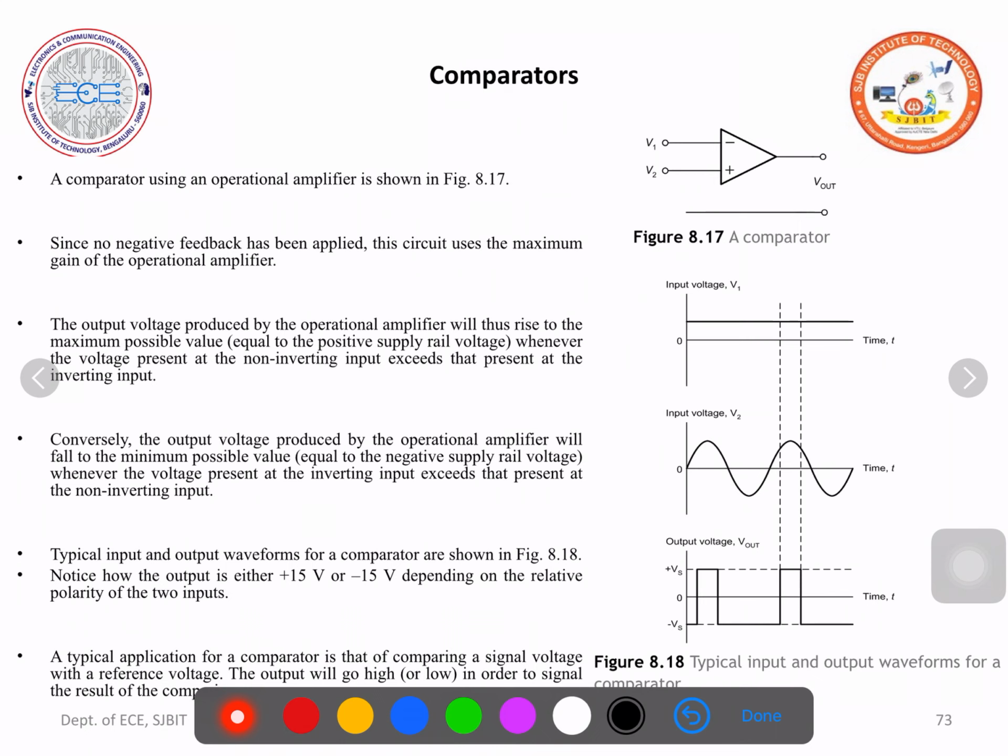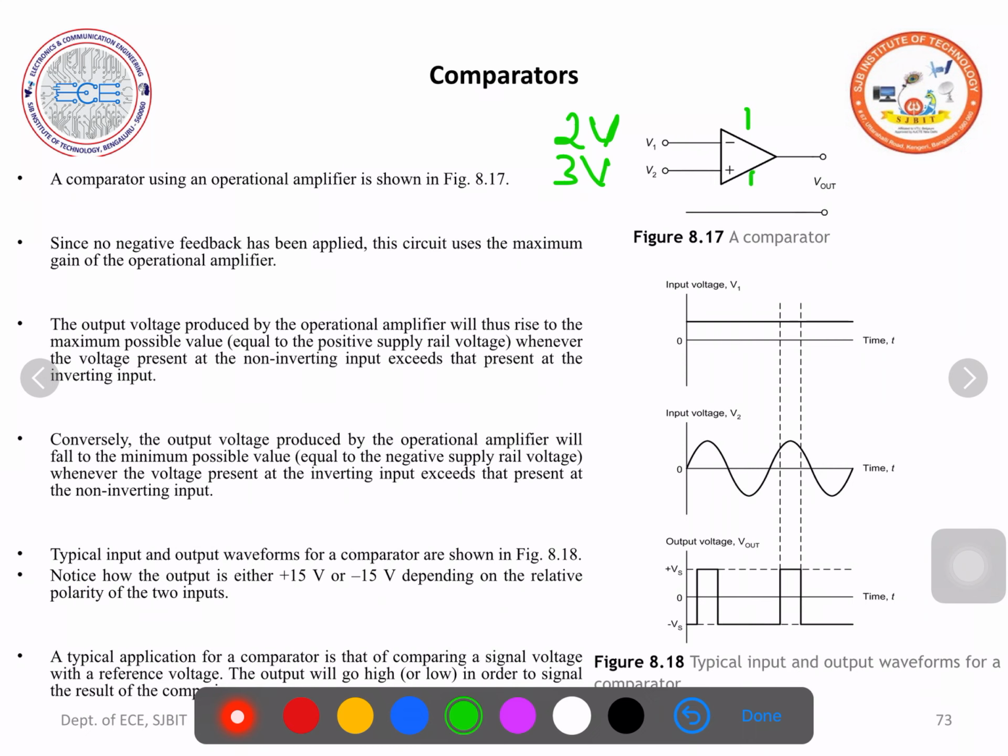Then the comparator. A comparator is a circuit which is used to compare two values. Let us say the voltage applied at V1 is 2 volts and the voltage applied at V2 is 3 volts. See the circuit, very simple, no feedback, nothing. So apply 2 volts to V1 and 3 volts to the non-inverting terminal.